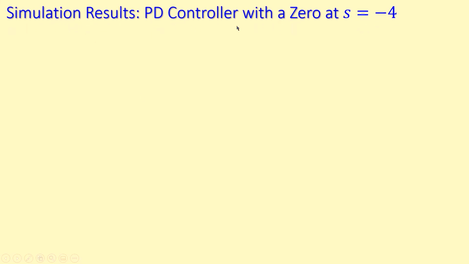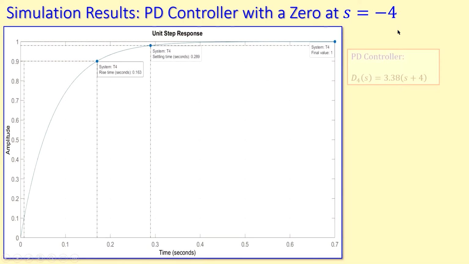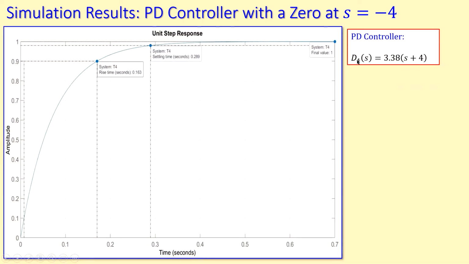So let's look at another tuning, the PD controller with a 0 at -4. So the transfer function will be this. So I have now a D4, which is another PD controller, and I have a 0 at -4. Now this will result in a settling time of almost 0.3 seconds. So it is a little bit larger than the previous case, but it is still much smaller than the 0.5 seconds for the settling time that we have as a maximum value for our example.